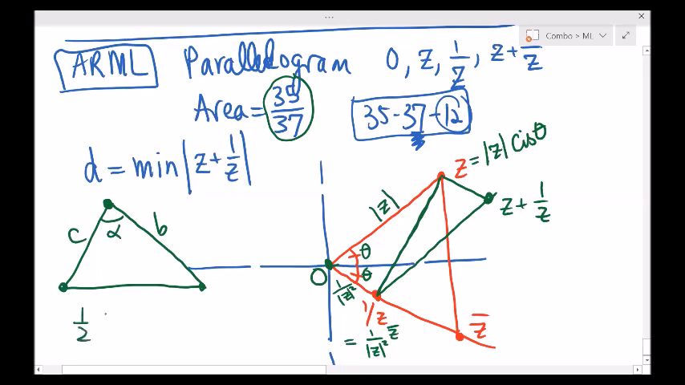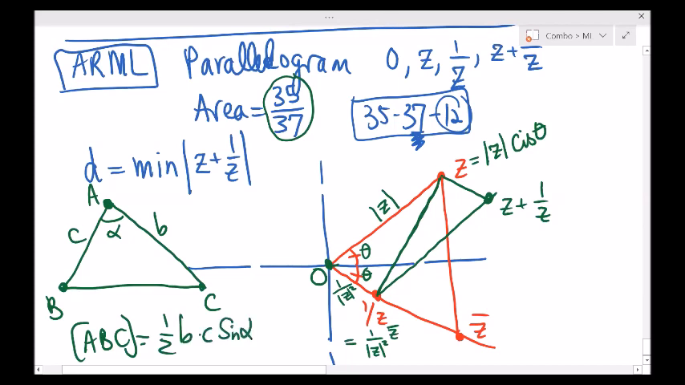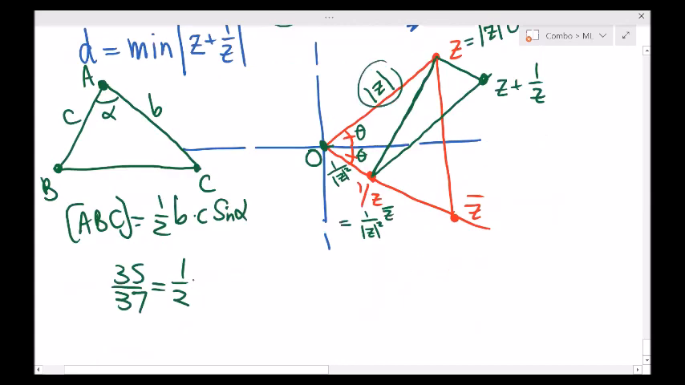So the area of triangle ABC, let me remind you of that, is just 1/2 B times C times sine of alpha, right? Yes, we might as well just use that formula and set it equal to 35 over 37. Let's just do it. Yes, sine area formula, as you guys said. So 35 over 37 is simply equal to 1/2. The magnitude of one of the sides is z. The magnitude of the other side is 1 over z squared. And then the sine of the angle between them, sine of 2 theta.